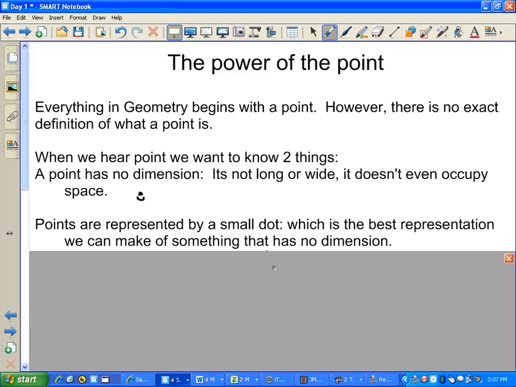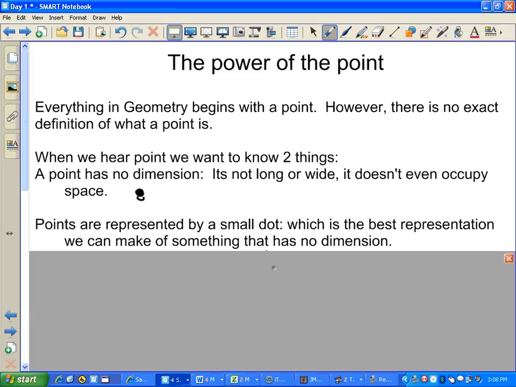But that's just because I can't represent a point without making some kind of a drawing, and any drawing I make is going to have a dimension. So even though the point that I make can be measured, the point that it represents has no measurement. There's no width, no height, nothing like that.